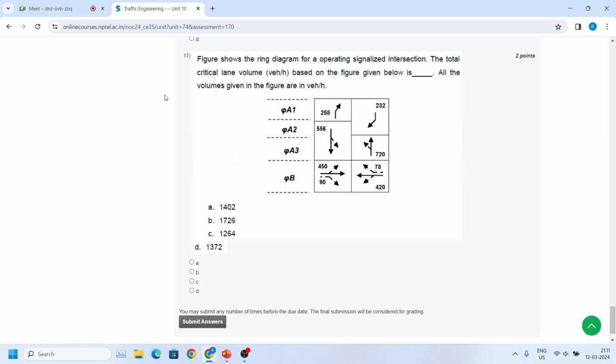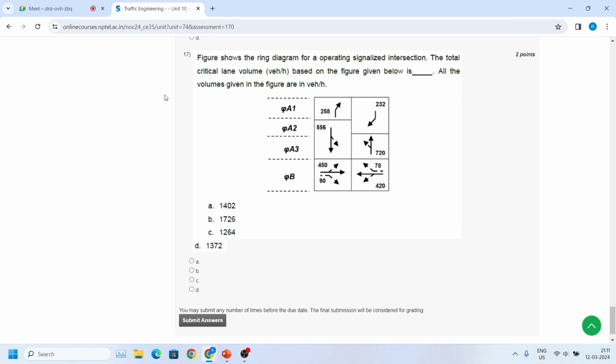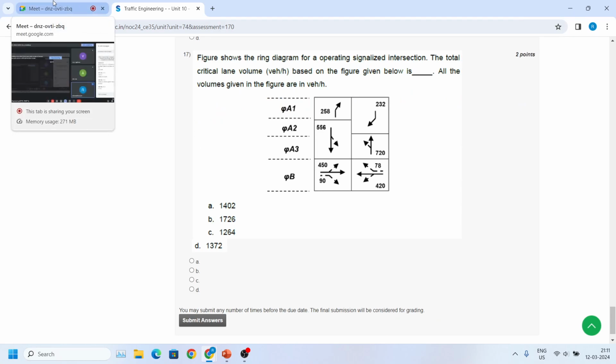17A set. Yeah, I think we previously told that 1402 is the correct answer. So I think that should be the case.